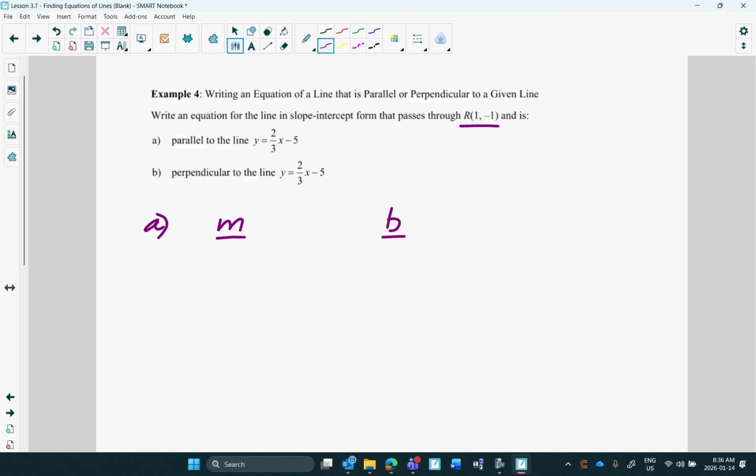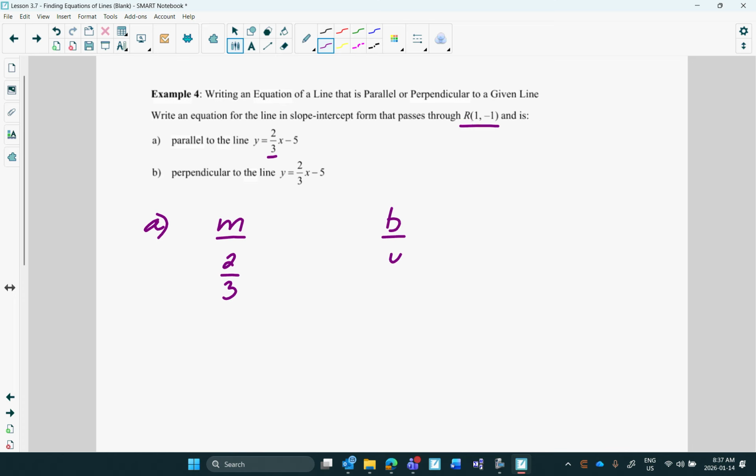2/3, right? Because isn't this the slope? And what's the slope parallel to this? Same, right? Because parallel slopes are equal. So the slope is 2/3. The y-intercept, this is not the y-intercept. This is the y-intercept of a different line, not the one that we're trying to find. We have to use this and this to find our y-intercept.